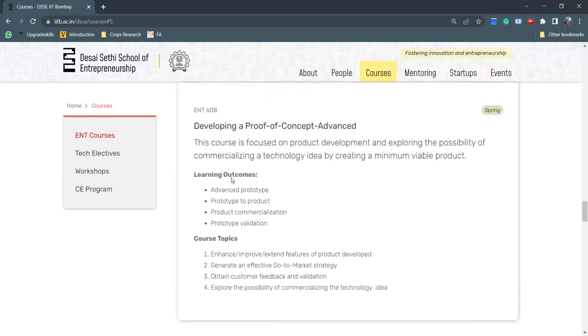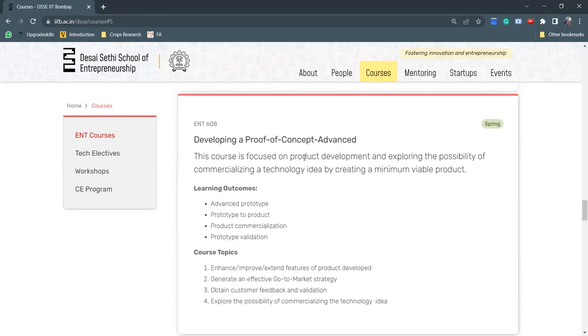But for completing your minor degree, you have to complete 5 of these 6 ENT courses, like ENT 603, Introduction to Entrepreneurship, ENT 606, Developing POC basic course, ENT 609, which is Marketing and Finance for Entrepreneurs, ENT 610, managing innovation and IP for technopreneurs, and then technology venture creation and developing POC advanced. So this was all about these courses.